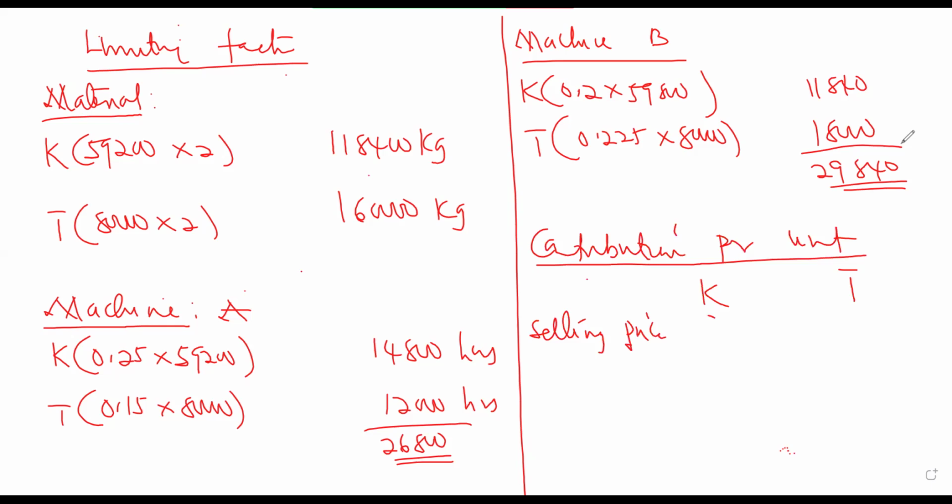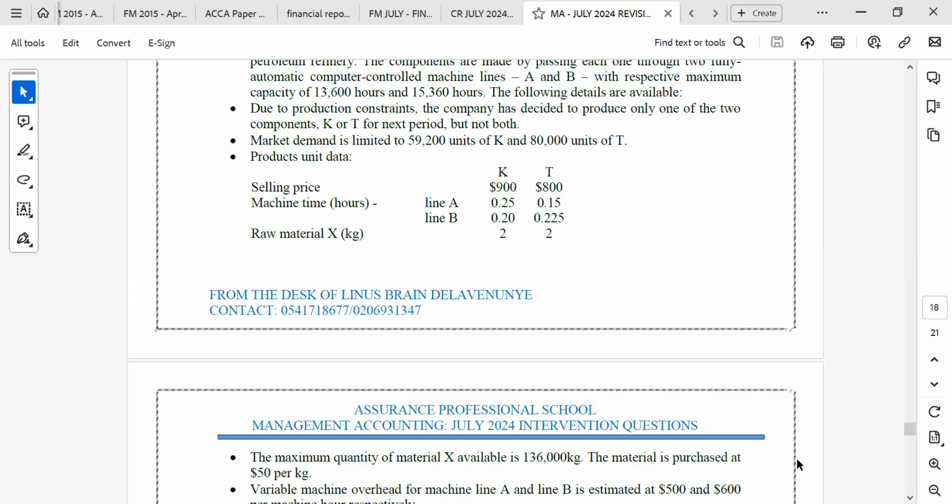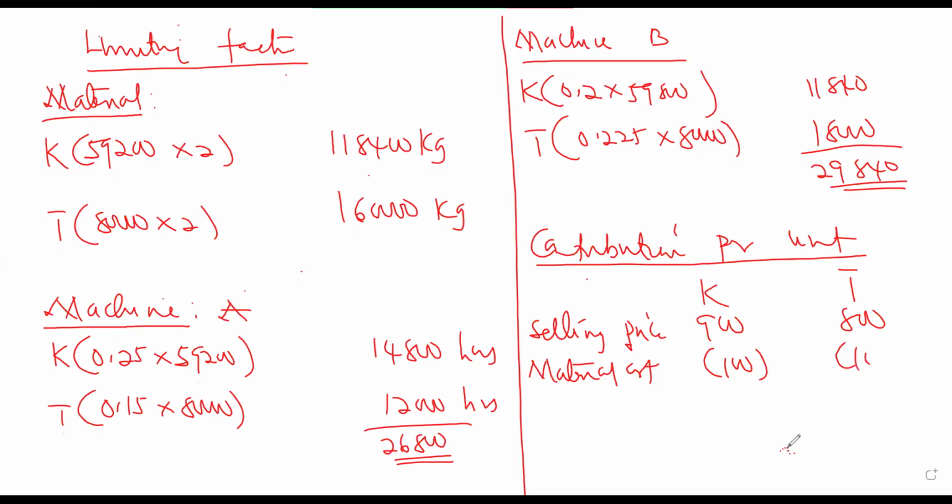900 and 800. Okay, what is the material cost? What will be the material cost for each of them? We have to determine that. The material cost is 50 per kilogram. How many kilograms are we using for each of them? 2. So that will be 100 and 100. The material cost will be 100 and 100.